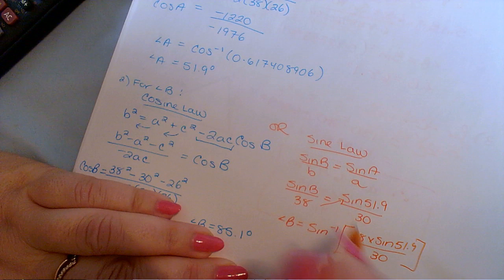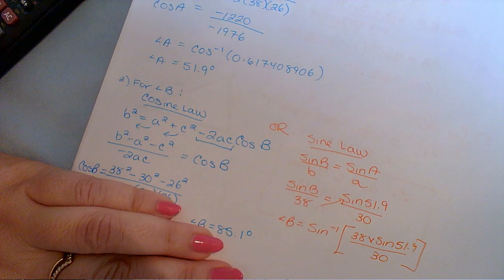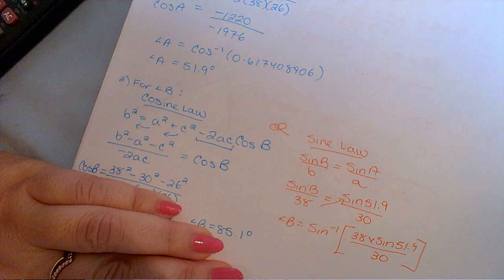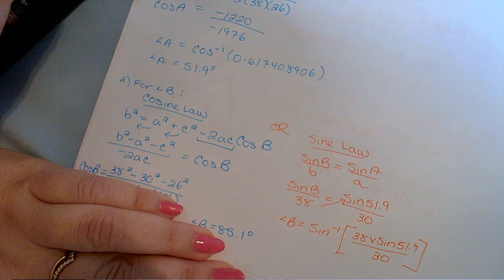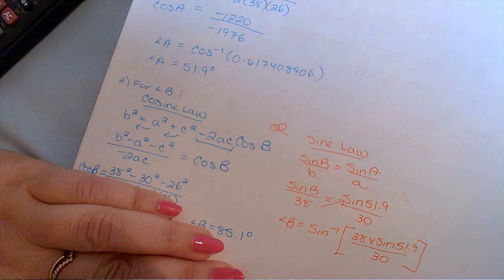So in your calculator, go sine 51.9 times 38, divide by 30, you get that 0.996 number. While it's there, inverse sine, 85.4.